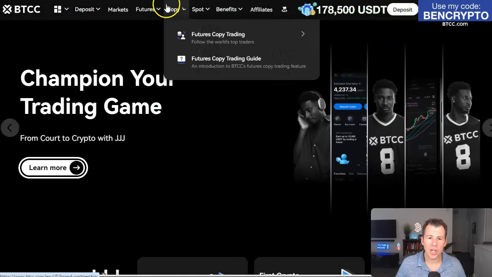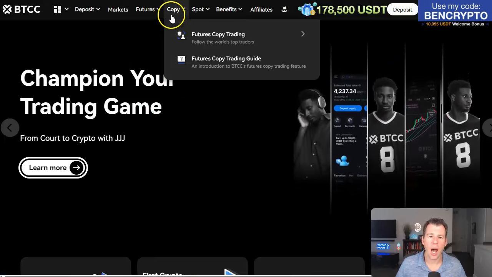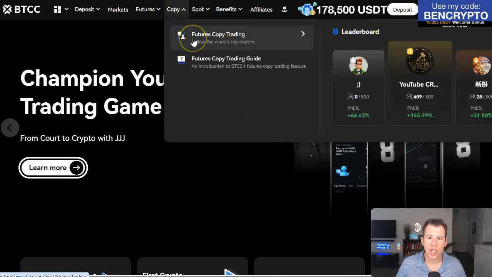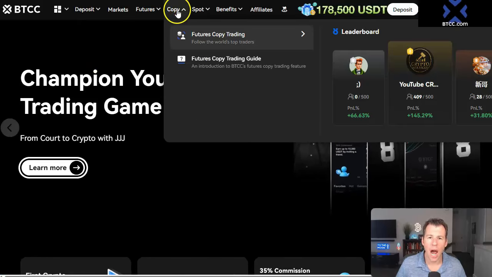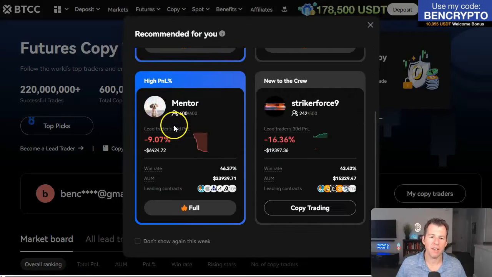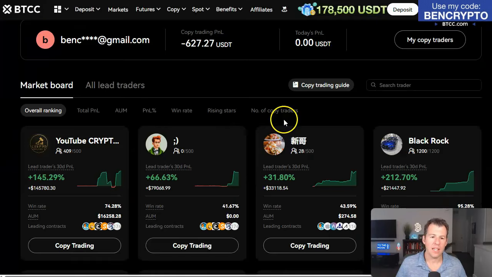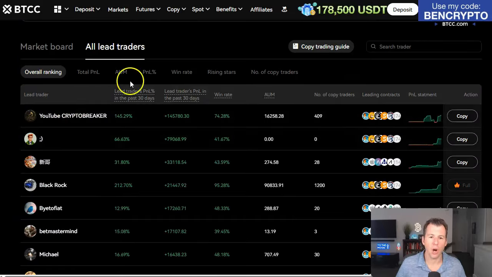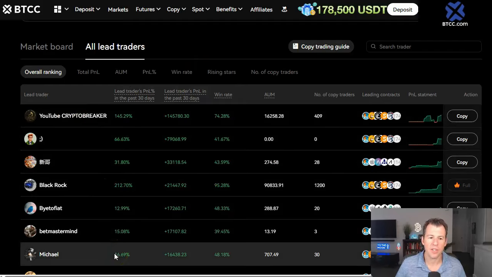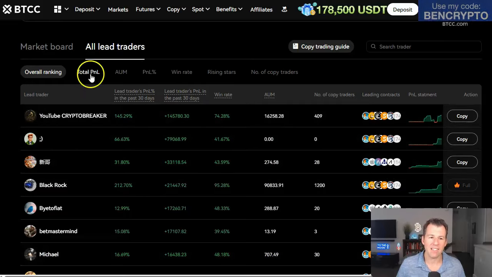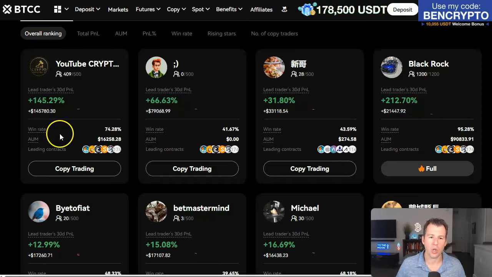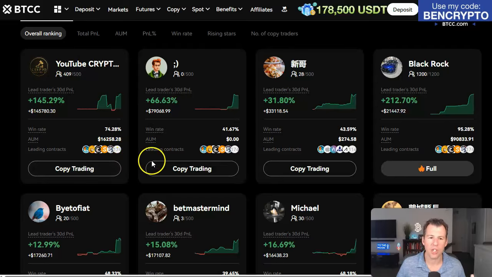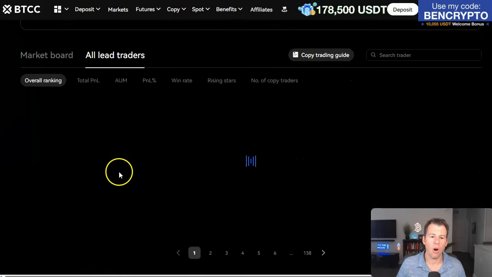So to start copy trading, you're going to log into your account and then go top center, Copy, Futures Copy Trading. Again, top center, Futures Copy Trading. Click on that. Close out of this. Now you're going to go down here. You see two tabs, Market Board and All Lead Traders. All Lead Traders lists all the lead traders in chronological order, and here are all the metrics. I like this layout a little better. Market Board just gives you a graphical representation of how each lead trader is doing. So let's click on All Lead Traders.